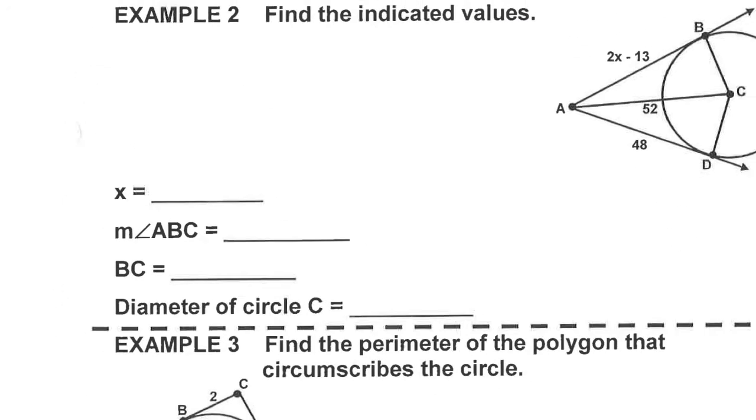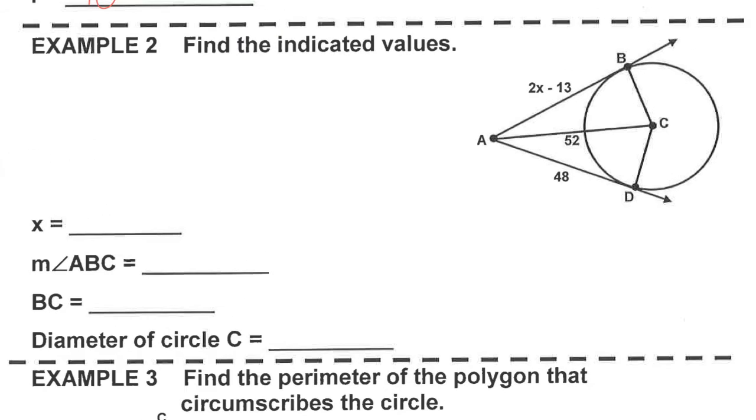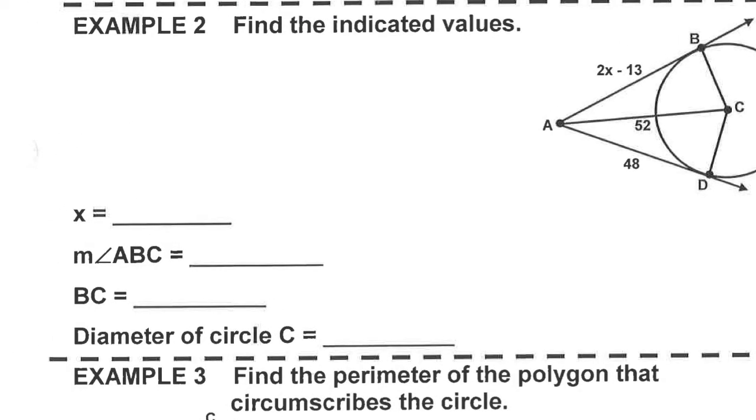It says find the indicated value. So we got to find a couple of things. First they want us to find x and 2x minus 3. The angle, the measure of angle ABC. They want us to find, it looks like, the length from B to C, and then they want us to find the diameter of circle C, but we can find those pretty easy. There's one that I really want to get first. I'm going to do the measure of angle ABC first.